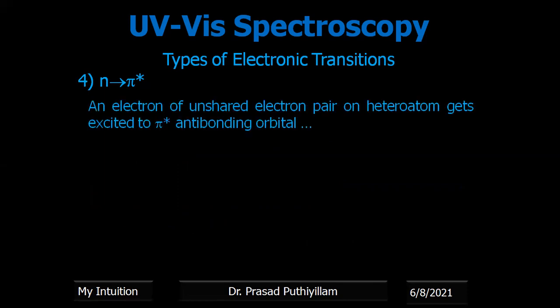Fourth one, that is n to pi star transition. That is, the unshared electron pair on a heteroatom gets excited to the pi star anti-bonding orbital. That means the organic molecule should have a lone pair of electrons, that is, a heteroatom is required, as well as pi bonds, that is, a double bond or triple bond is also required.